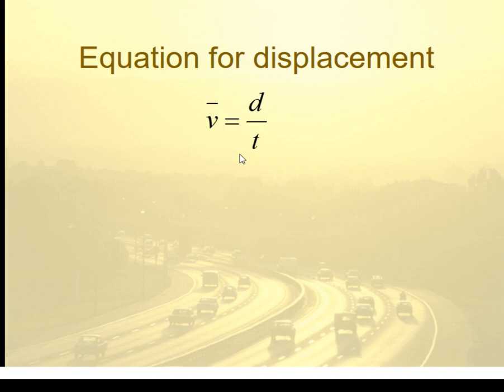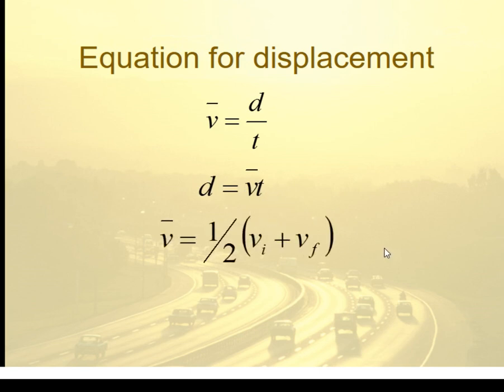Since we have the relationship v equals d divided by t, our average velocity is going to be our distance divided by our time. And we could rearrange that for distance equals the average velocity times time. Could we say that our average velocity would be half of our two velocities? Yeah, we could say that.